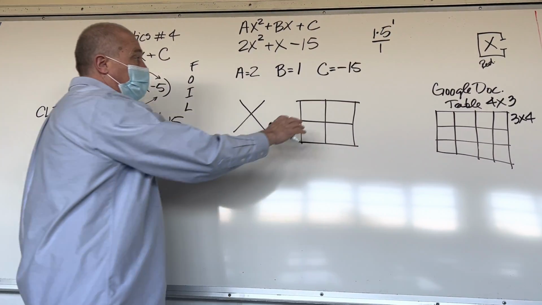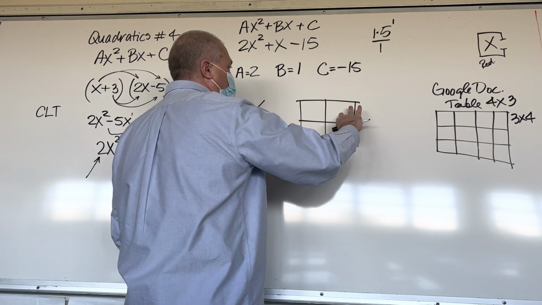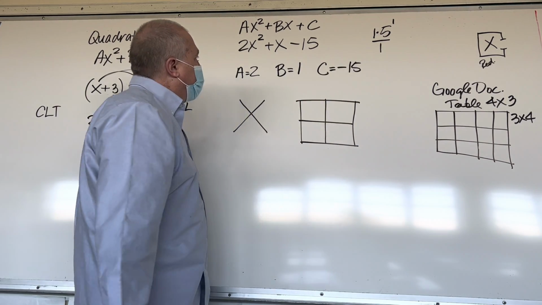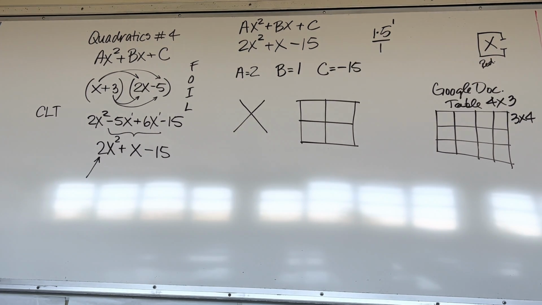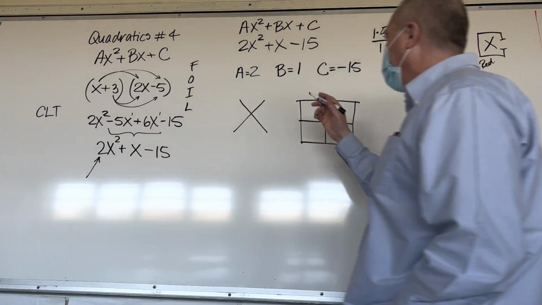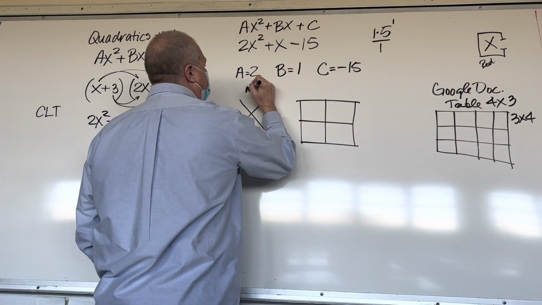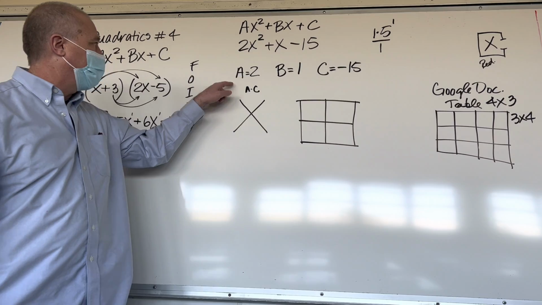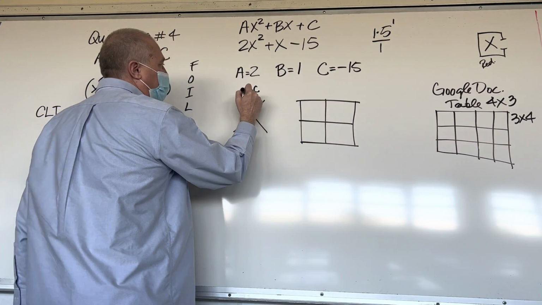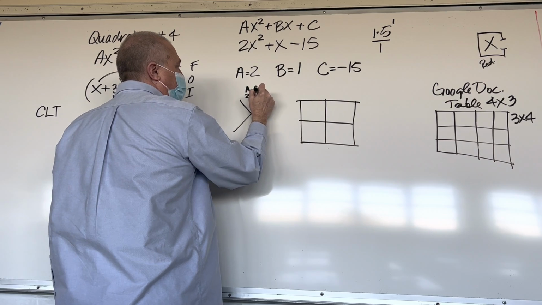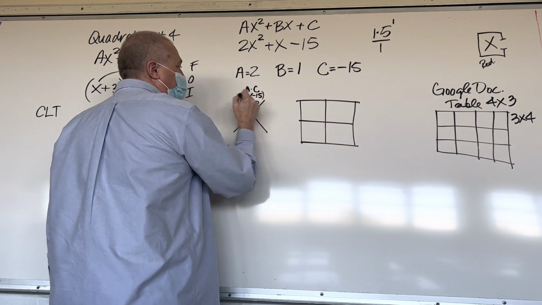All right, but we're using a 2 by 2, 2 columns, 2 rows. Here's what we're looking to do inside of this. Now the plot thickens. We want to do A times C, A dot C. We already said A is 2. That came from here. We said C was minus 15. So we want to do 2 times minus 15, which is a negative 30.